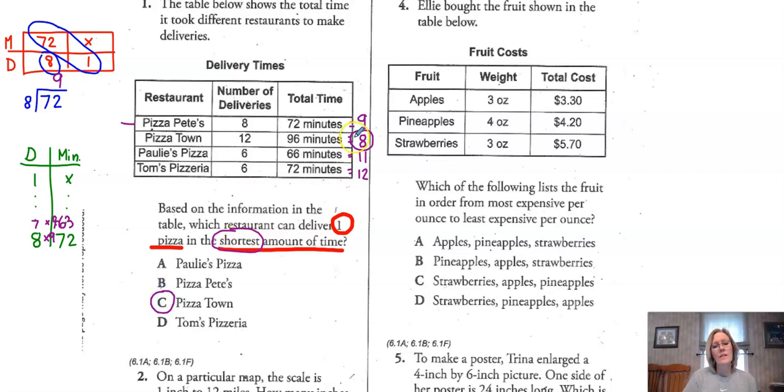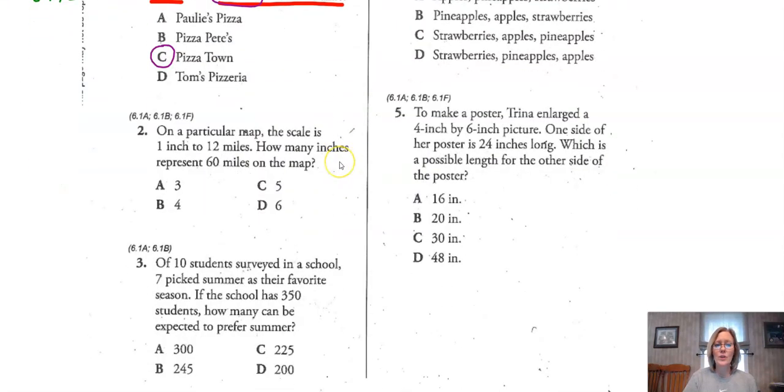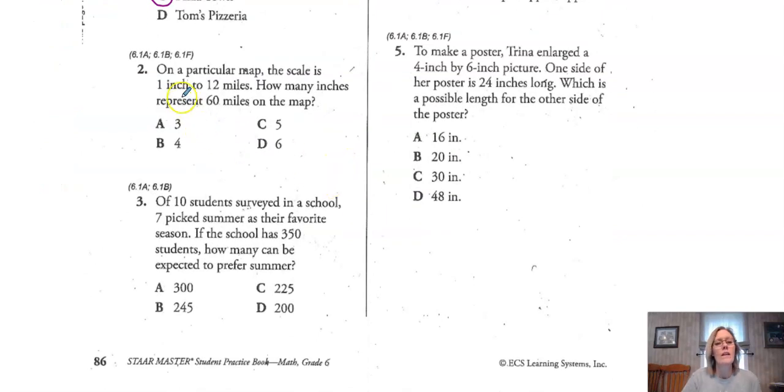Let's look at number 2. On a particular map, the scale is 1 inch to 12 miles. That means on a map, if you were to measure an inch, it would equal 12 miles of distance. How many inches represent 60 miles on the map? Let's do our cubes before I send you away.